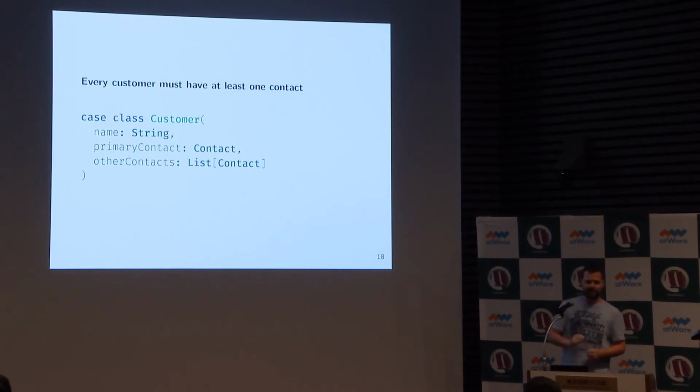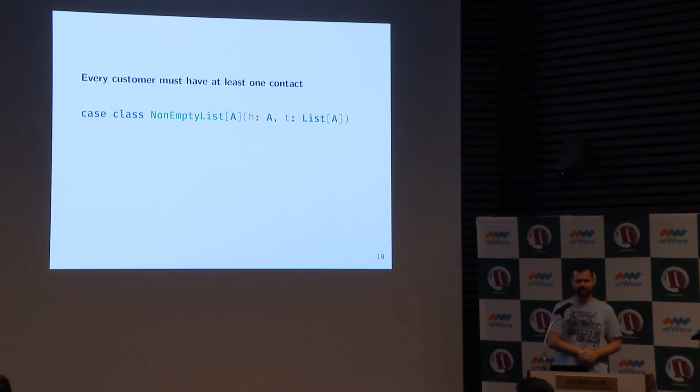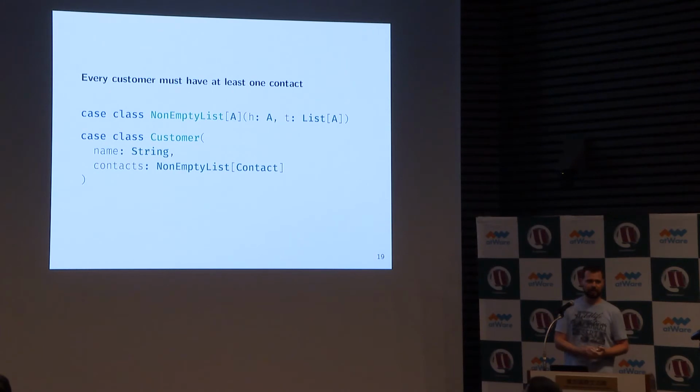There is a better way how to express this. We can actually combine the contact and list of contact into another algebraic data type. Let's call it non-empty list. So we created a new algebraic data type that represents a list that has always at least one element. And now putting it back to our customer representation, we expressed our invariant, the invariant that the customer must have at least one contact, as part of the ADT.